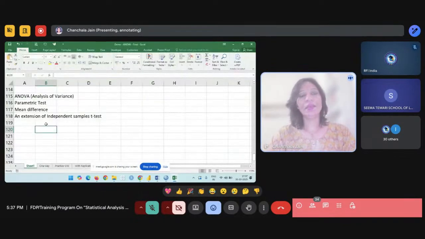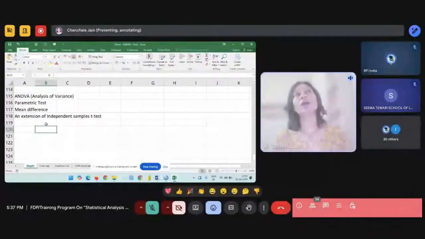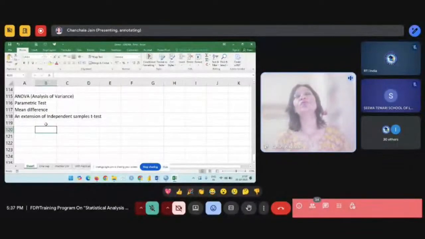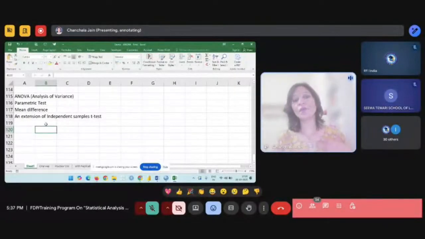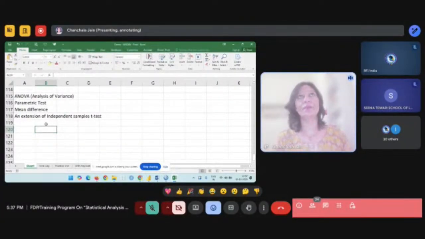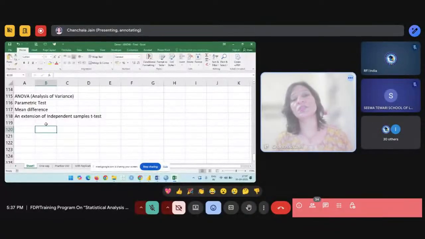So when I have two groups or two samples, I can compare their means using the independent samples t-test. The question is, what if I have more than two samples available? The capacity of the independent samples t-test is only to compare two groups for their means. If you have more than two groups for your variable, the t-test cannot be applied there. It cannot compare more than two groups simultaneously.